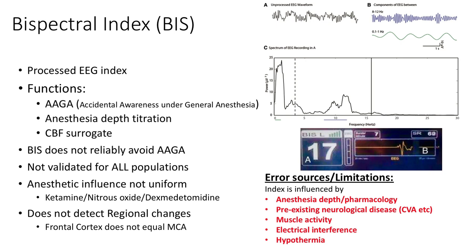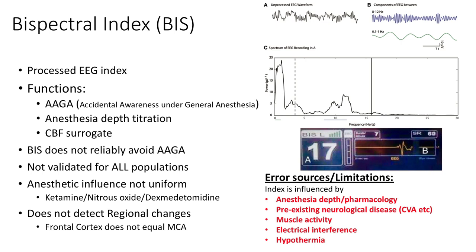Now, while the promise of BIS monitoring has been huge, studies really have shown that BIS alone does not reliably avoid accidental awareness under general anesthesia. It helps, but it's not 100% the fix to avoid the situation. BIS has not been validated for all populations. Again, it's a very small portion of your frontal brain, and you use that as a surrogate for all the other brain regions. There's a lot of error source in there.